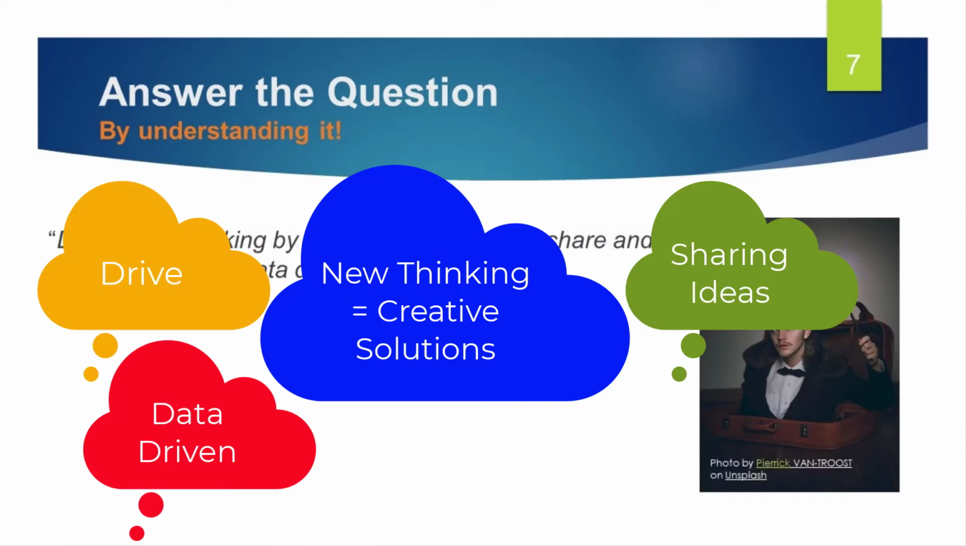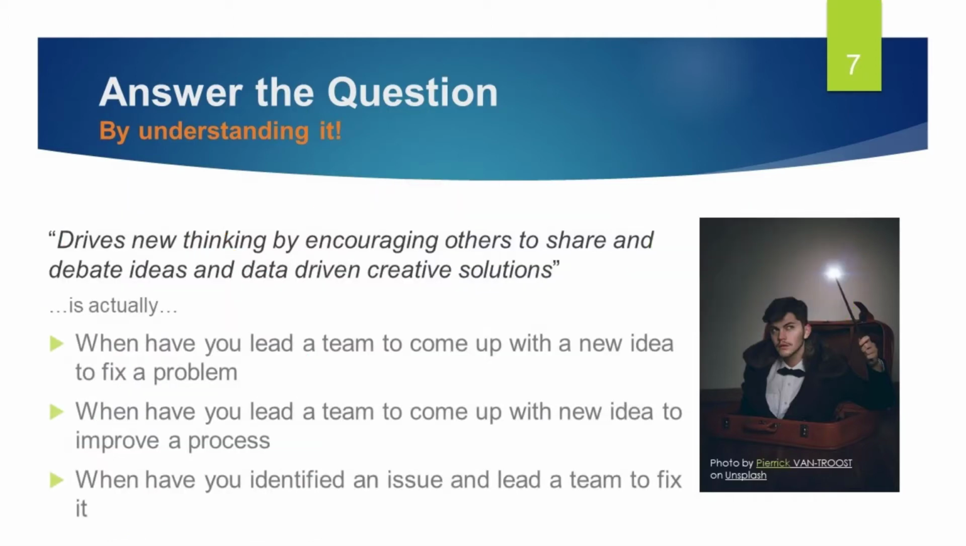So when you've put all that together, what's the criterion actually asking for? Put together all the synonyms you've just looked at. Basically what the question's asking is something like, when have you led a team to come up with a new idea to fix a problem, and how did you measure it? Or, when have you led a team to come up with an idea to improve a process? Or, when have you identified an issue and led a team to fix it, and how did you measure it? Does that feel like a question you can answer more easily?